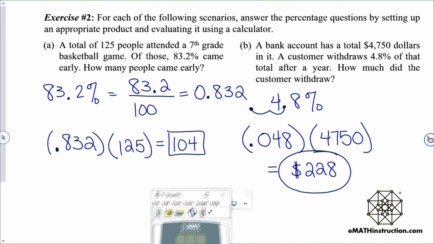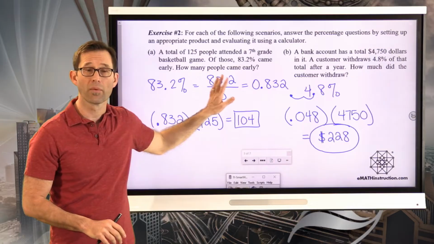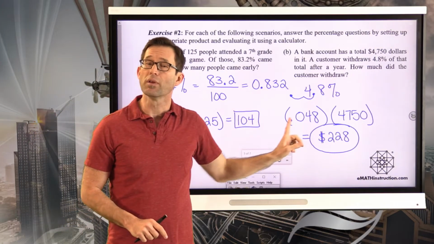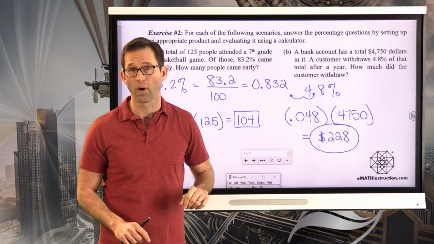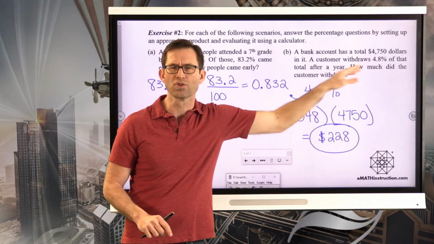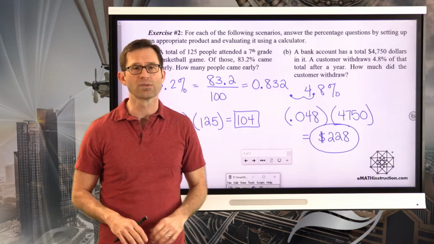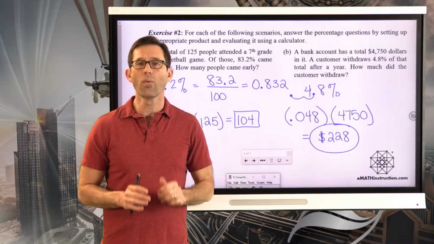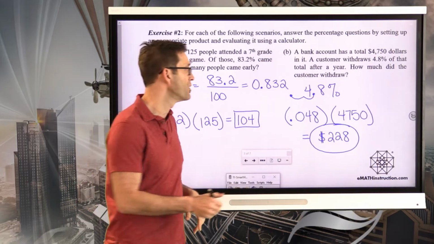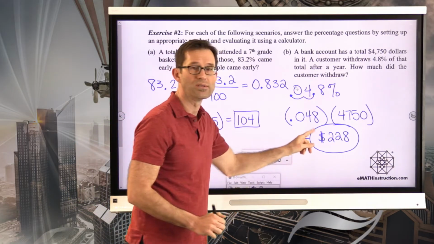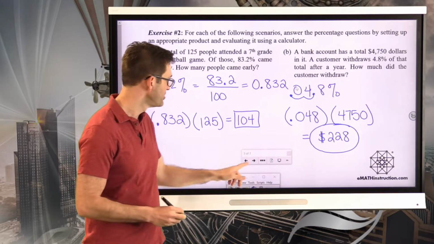Now, of course, the thing that we have to be very careful about, especially in a problem like B as opposed to a problem like A, is it could be very easy to accidentally multiply 4,750 by 0.48. By seeing those two numbers and just saying, well, I know there's a decimal point and then I put the percent afterwards. So 4.8, so 0.48. But we're always taking that decimal point and moving it 2 places to the left. So in this case, giving us that 0.048. That's exceptionally important. All right, let's keep moving on.